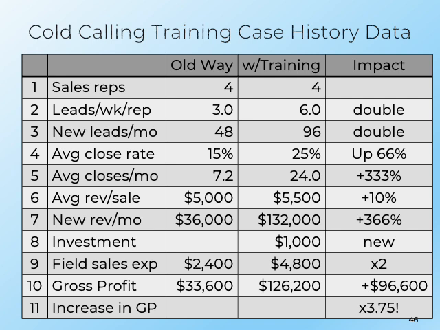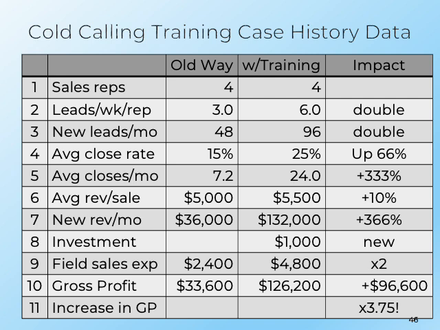Let's also say that our sales training also enabled these sales reps to increase their close rate from 15% to 25%, shown on line 4, a pretty nice but not unexpected improvement of 66% due to the sales training. And let's say this enabled them to increase their closed sales on line 5 from around 7.2 to 24 closes per month, an increase of over 300%.